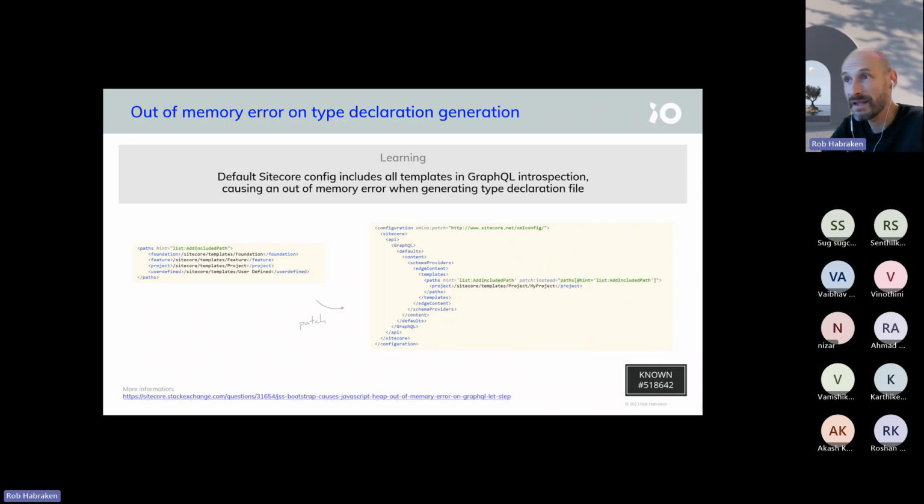We've created a patch on the left side. You see what's included by default in XM Cloud configuration, which is all of the templates. And what we've done is we patched that with only using our own templates. And that brings down the number of templates immensely and solves the issue. And the fun thing is that this, in the project that we're currently running, was the first thing we actually deployed to the Sitecore CM role in XM Cloud.